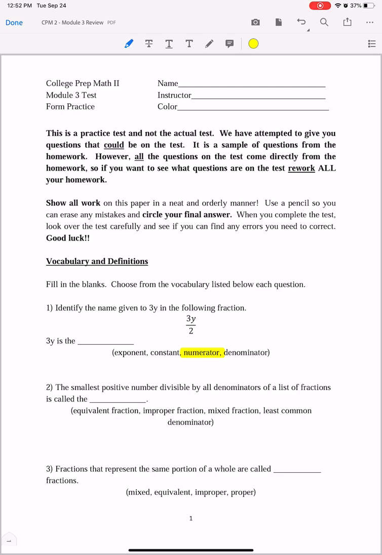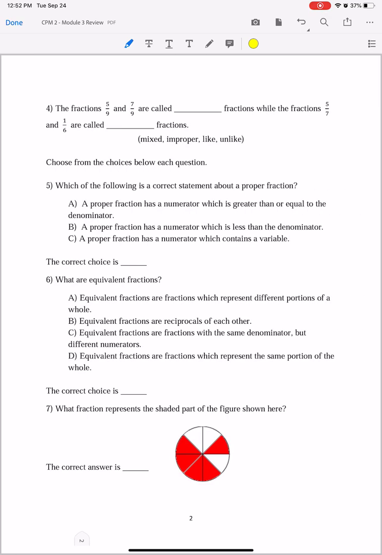Number 2, the smallest positive number divisible by all denominators of a list of fractions is called your least common denominator. We abbreviate that by LCD. Number 3, fractions that represent the same portion of a whole are called equivalent fractions. Okay, so numerator, least common denominator, equivalent.